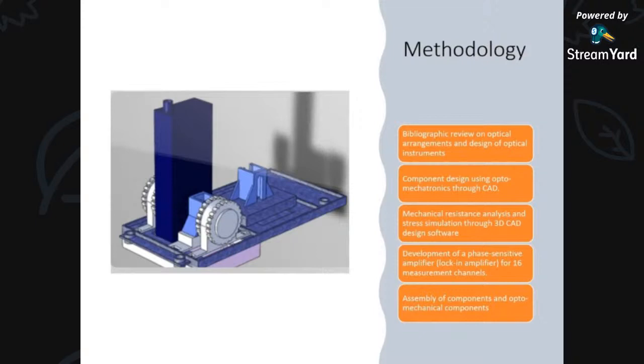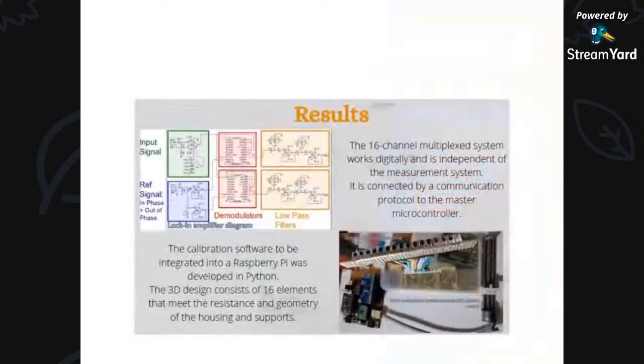Development of a phase-sensitive amplifier, a lock-in amplifier, for 60 measurement channels is one of the final steps. Finally, the assembly of components and optomechanical components is the last step in this project.